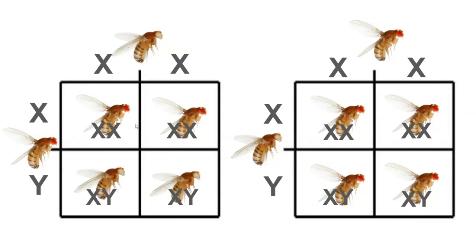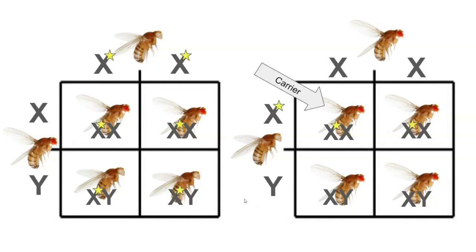Conversely, we can take one of these white-eyed males and breed it with a red-eyed female, and we'll end up with all red offspring. 100% red offspring. So what exactly is going on here? Well, remember, the female is donating an X and the male is donating either an X or a Y. So this is going to affect the females and the males differently. This is what's known as sex-linked.